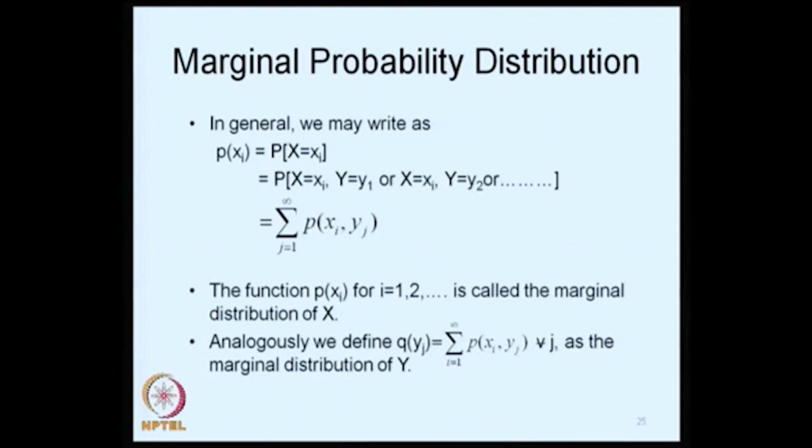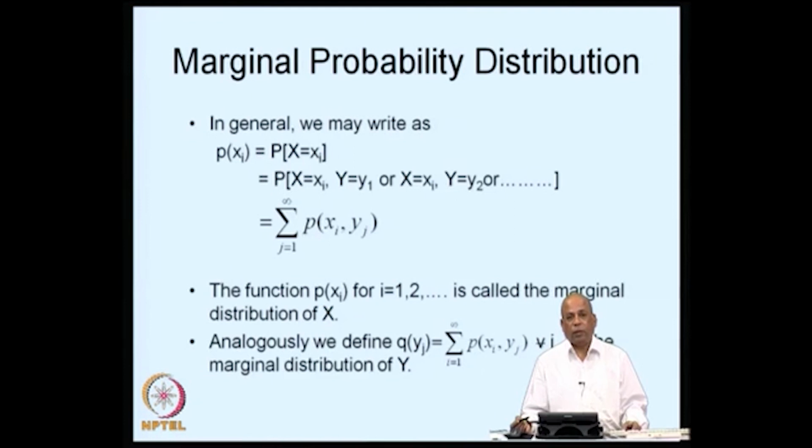So, this indicates, as I said, probability of y is equal to 0 irrespective of the value that the random variable x takes. In general we write the marginal probability p of x i as probability of x is equal to x i, where x takes on a particular value x i. That we write as probability of x is equal to x i, y is equal to y 1, or x is equal to x i, y is equal to y 2, and so on, which is simply written as the sum over all possible j's of p of x i comma y j.